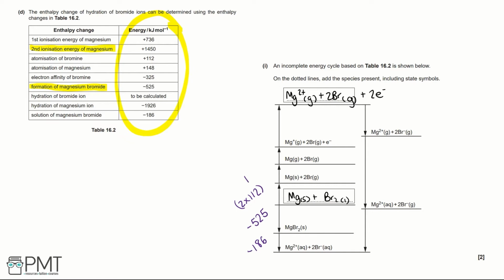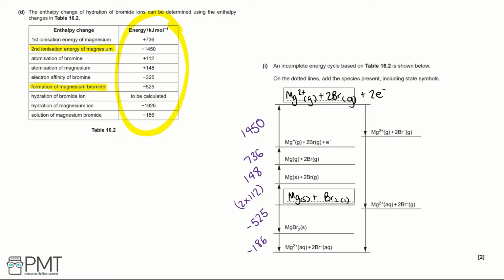Moving up again, we have 148. So this is the atomization of magnesium, because you're going from magnesium solid to magnesium gas. Then moving up again, you get 736, which is the first ionization energy of magnesium, because you're forming this Mg+. And then the top left is going to be 1450, which is the second ionization energy of magnesium, because you're forming this 2+ ion.